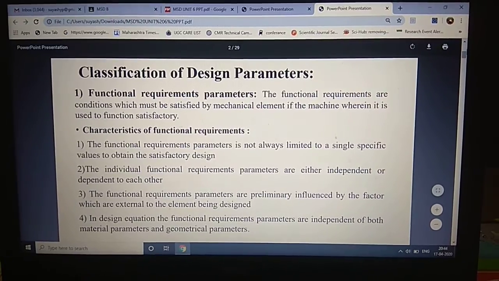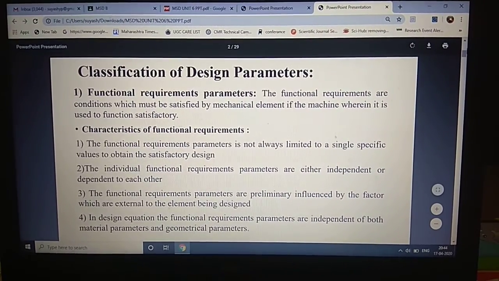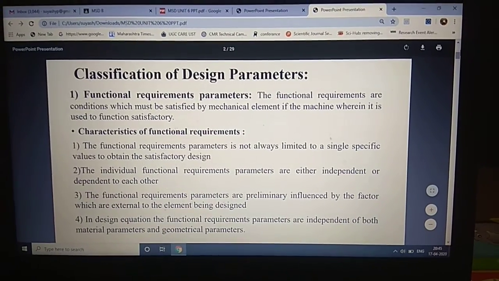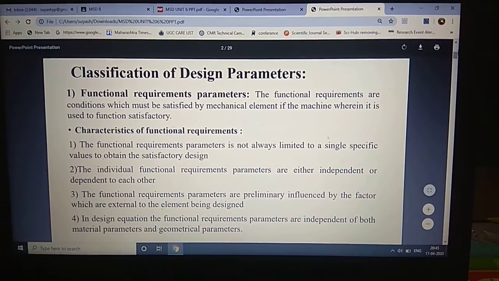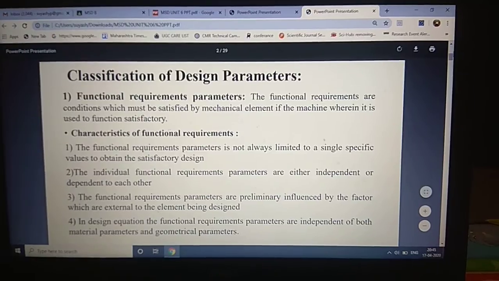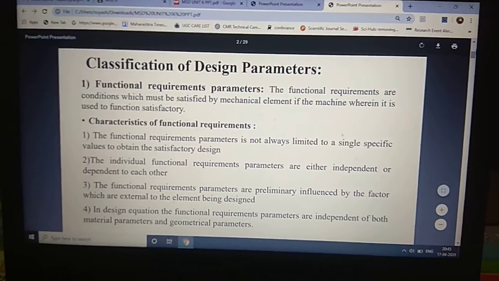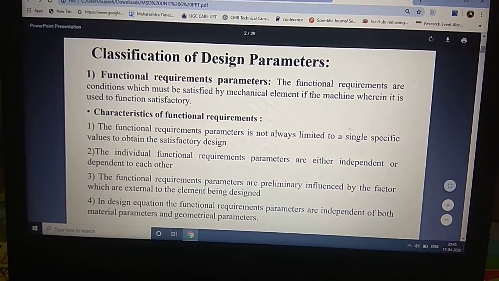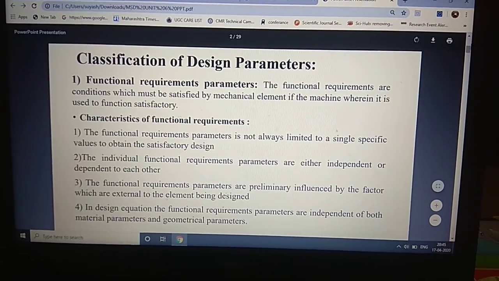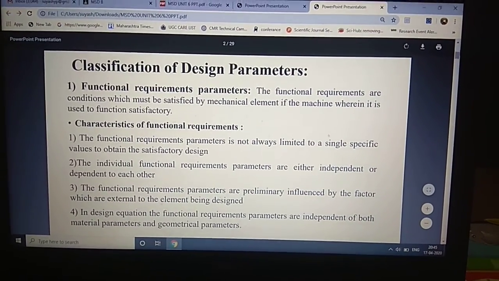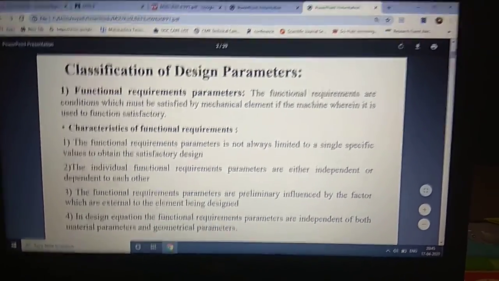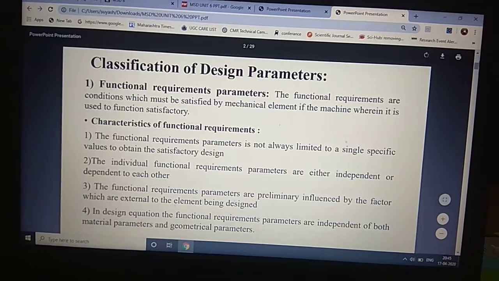The functional requirement parameters are primarily influenced by factors which are external to the element being designed, and in the design equation the functional requirement parameters are independent of both material parameters and geometrical parameters. So in short, the functional requirement parameters are the specific conditions that must be satisfied by a mechanical element or machine element where a stipulated function is required.